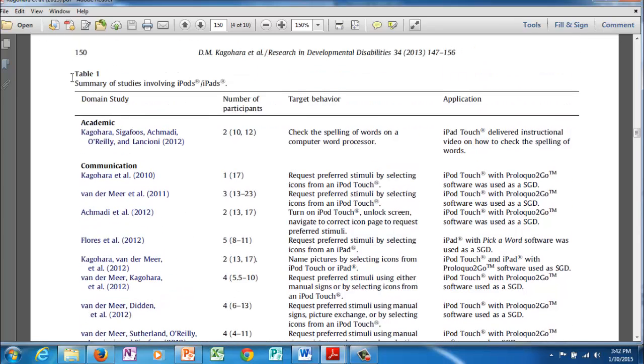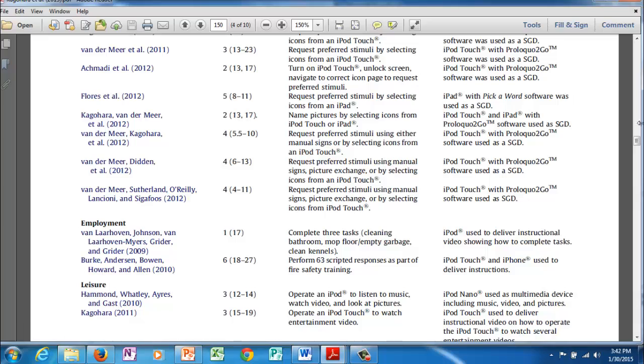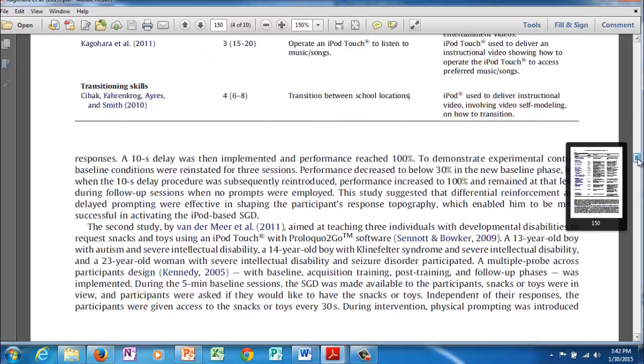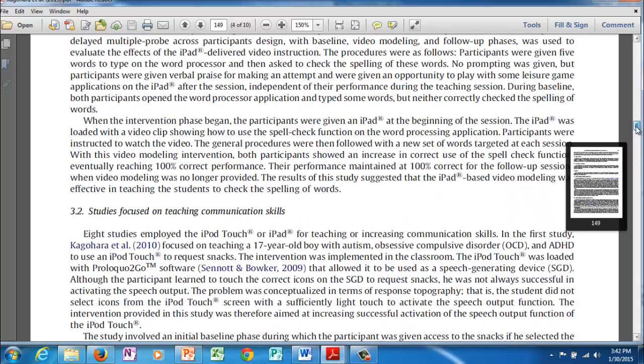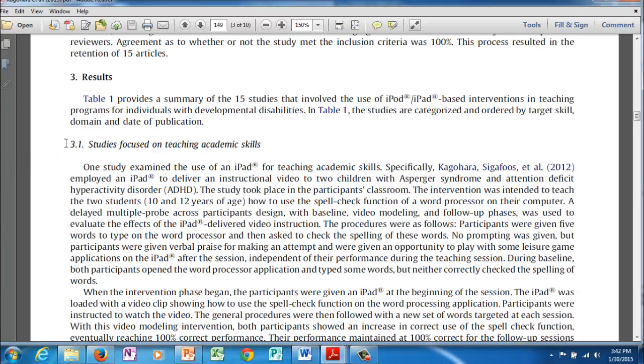Okay, so basically those 5 articles I showed you at the beginning are 5 of the 15 articles that the researchers in this literature review article looked at and summarized. And if you scroll through, now I want you to scroll through and look at the results section. I'm sorry, this is not very pretty. Let me just go back here where it says results. Okay, so look at the different sections.